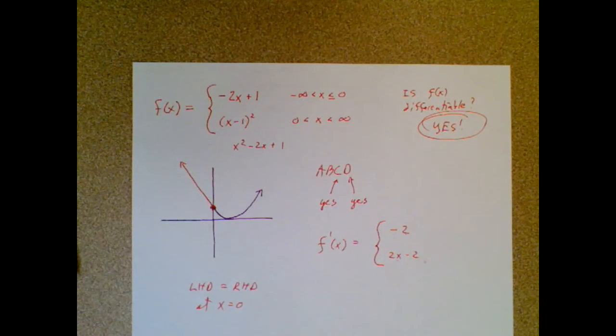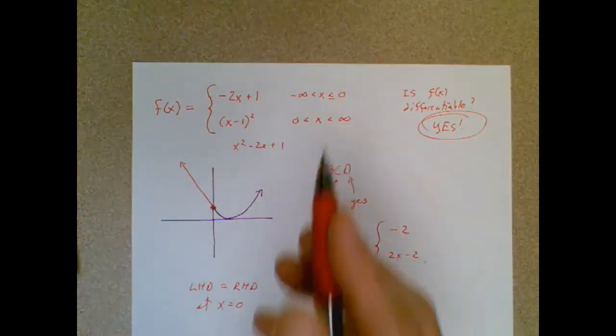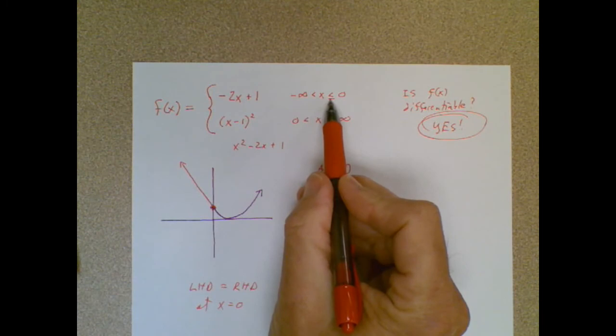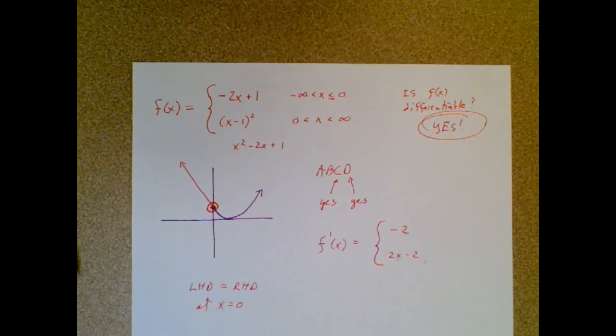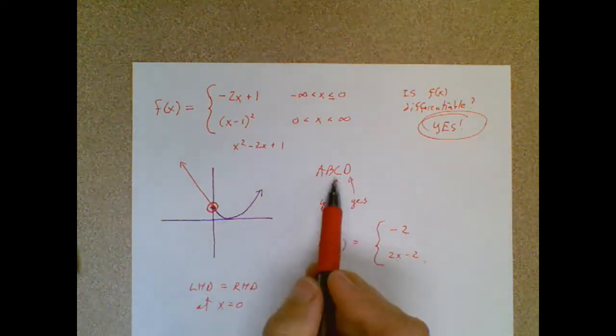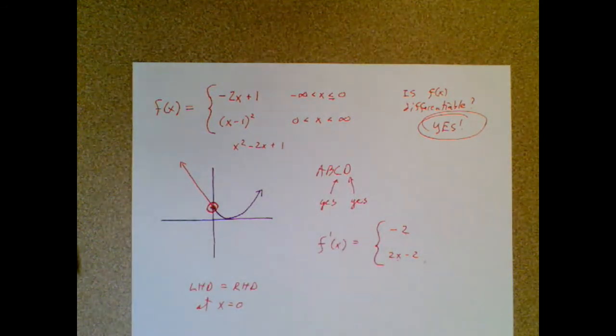Now I could change that. For example, if I did this little detail, if I took out this equal sign and made that an open circle, then you don't have anything else to do because you already know that it's not continuous. You would have said no to continuity, so you'd say no to differentiability. I'm going to do one more quick one.